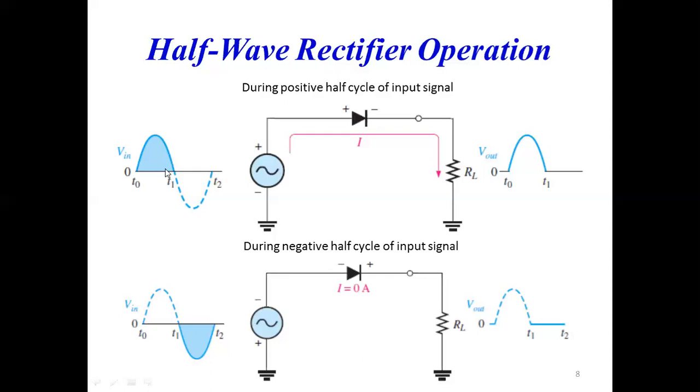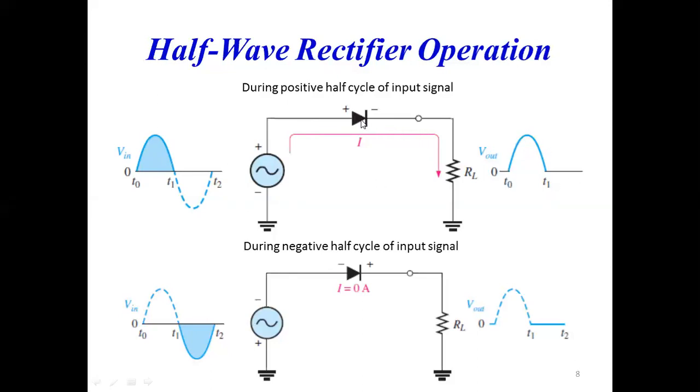During only the positive half cycle, your diode will conduct. During the negative half cycle, your diode will be reverse biased. And we know that in reverse bias condition, your diode will behave like an open switch, so it will not give any output. So only the positive half cycle you will get at the output. So during the positive half cycle of the input signal, see here, I am getting only this much output.